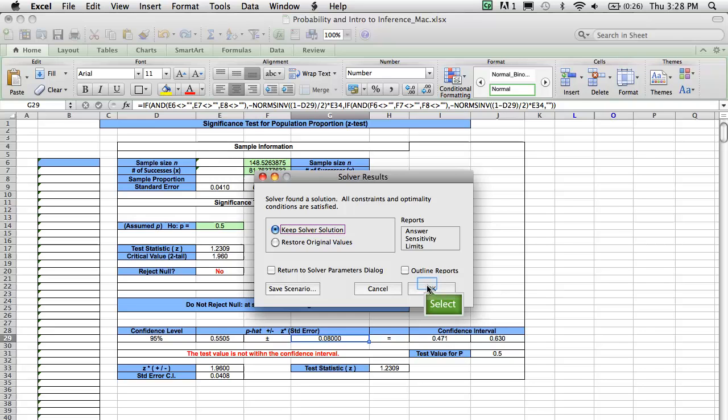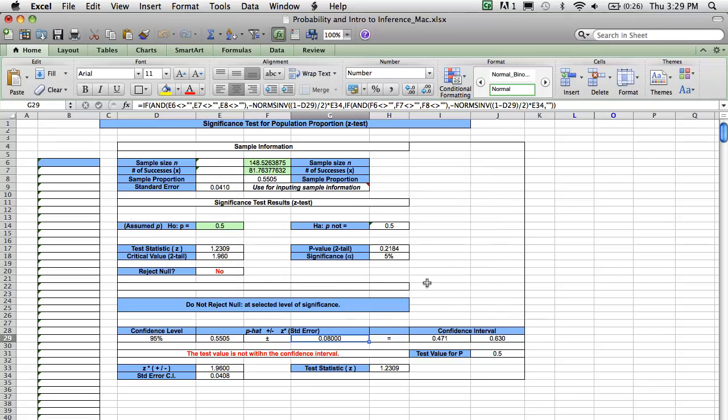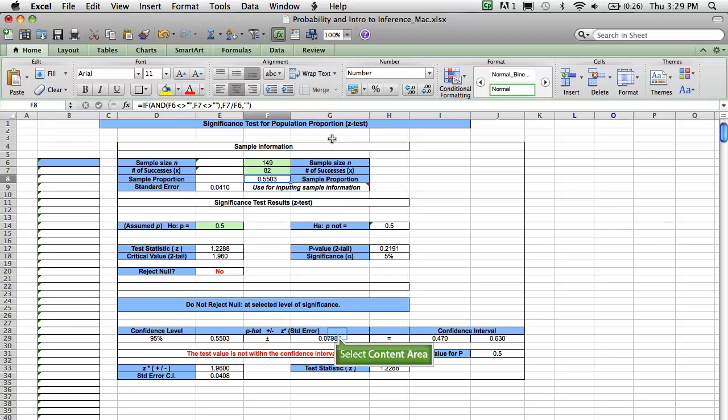Solver did find a solution. Minimum sample size calculations always round up. So our answer here would be n equals 149. In order to achieve a margin of error of at most 8%, we would need a sample of at least 149 cardholders.